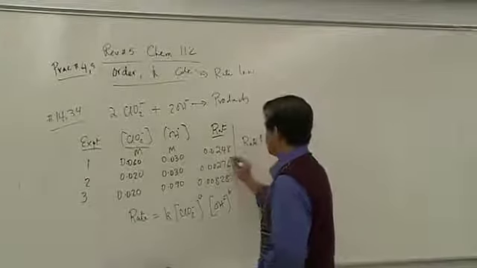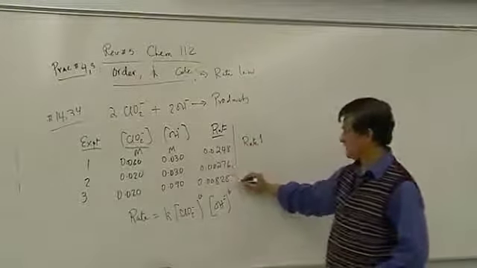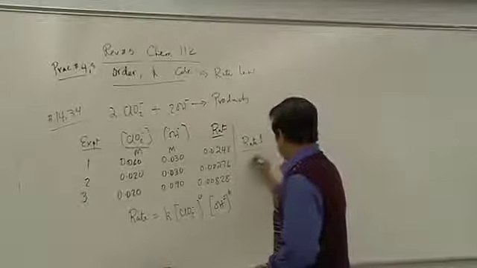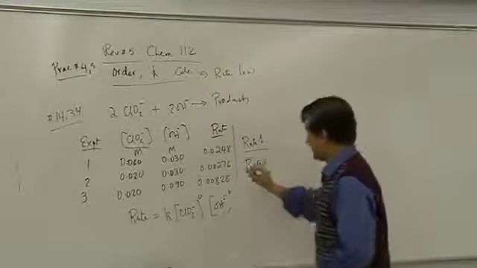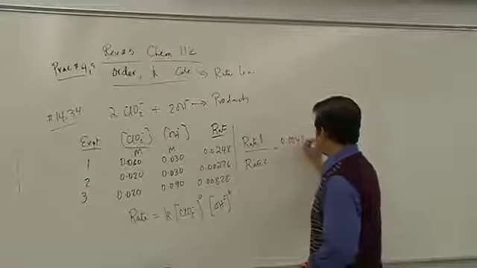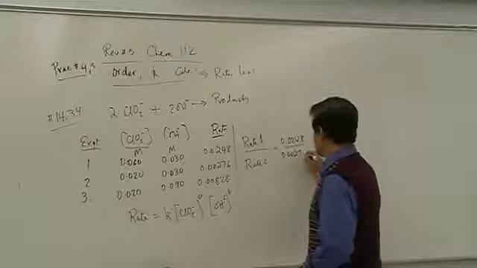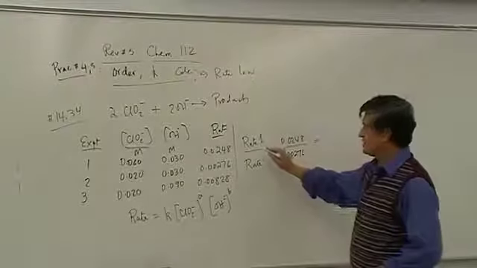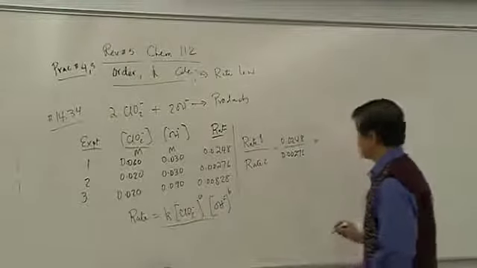Let's write down here. This is rate 1. This is rate 2. This is rate 3, or rate for experiment 3. So rate for experiment 1 divided by rate for experiment 2 equals 0.0248 divided by 0.00276. That's basically the last column. But keep in mind, rate would be given by the product, these two products. So I'm going to write on that next.